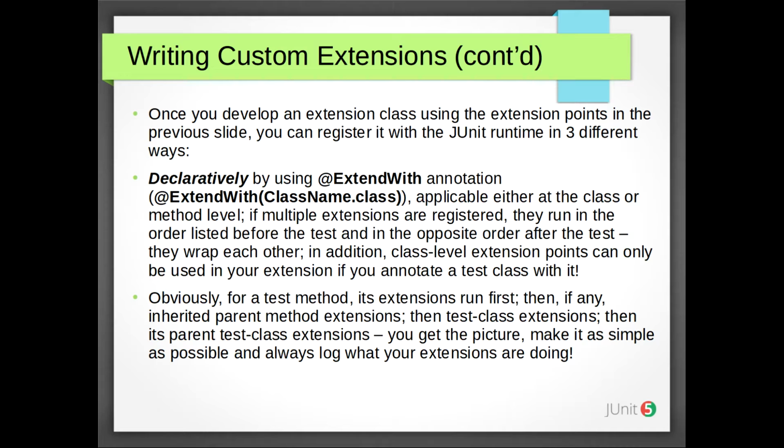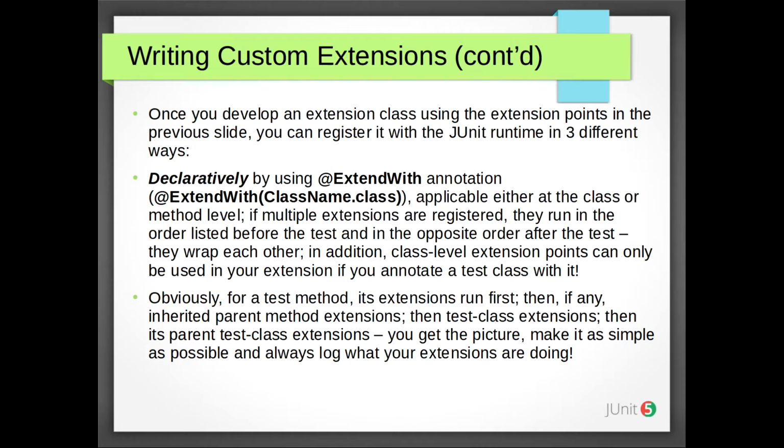Once you develop an extension class using the extension points in the previous slides, you can register it with the JUnit runtime in 3 different ways. Way number 1, declaratively, by using @ExtendWith annotation. For example, @ExtendWith(ClassName.class), and that's a fully qualified class name or just the class name, depending on whether you import the package. And that is applicable either at the class or method level.